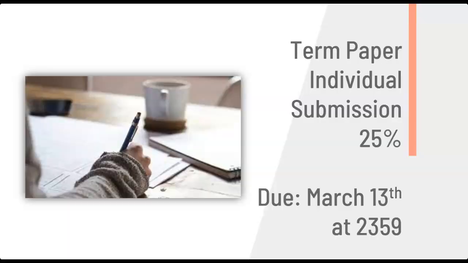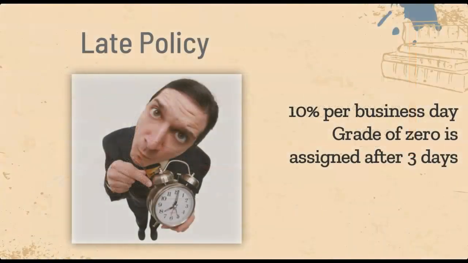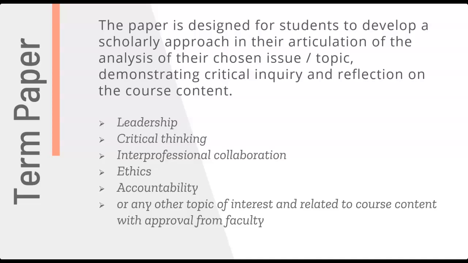Okay. Next, let's move on to that term paper. So it's an individual paper. It is 25% worth. It is due March 13th at 23:59. Okay, make sure that you meet that deadline. If you post after that, there's a 10% per business day that will be decreased. And after 3 days is a grade of 0 for that paper. It is worth 25%. So I strongly recommend to start working on that sooner than later, that you meet that March 13th deadline.